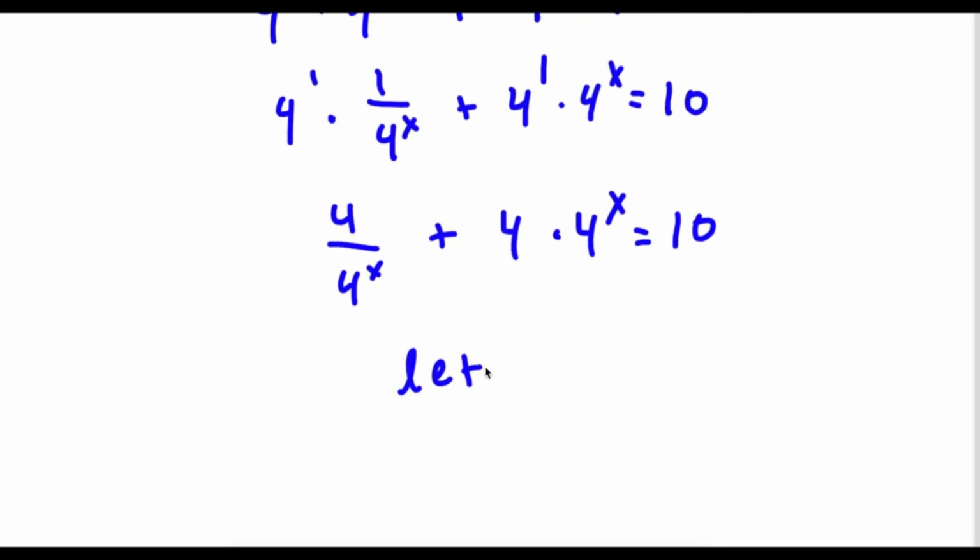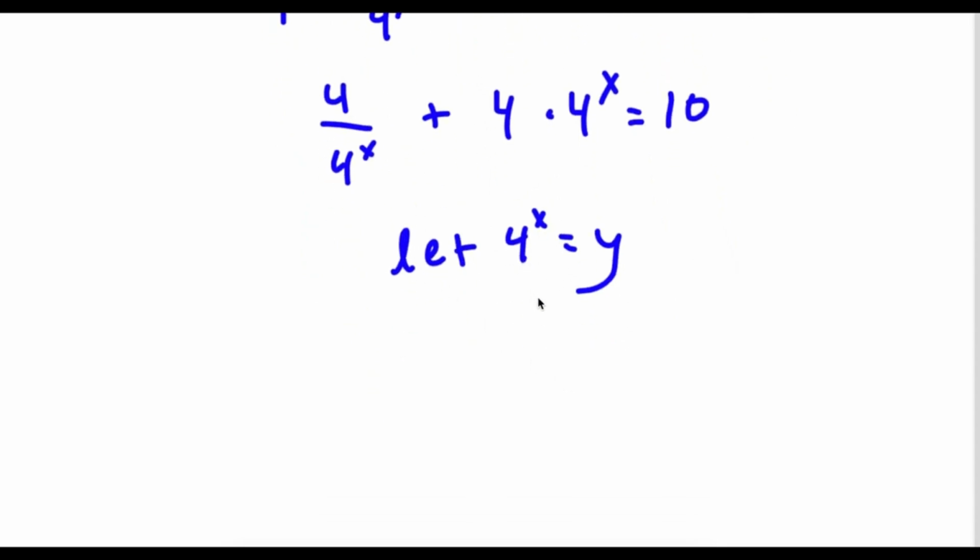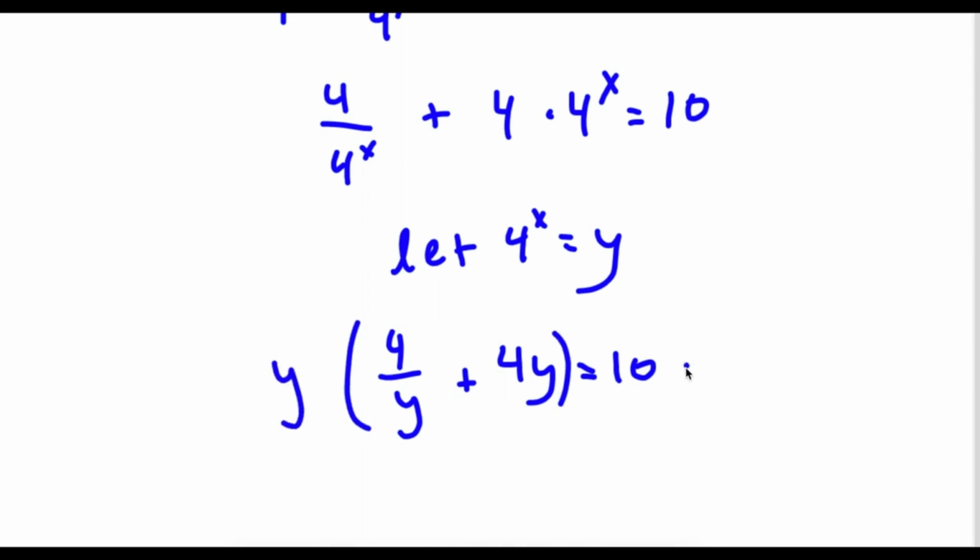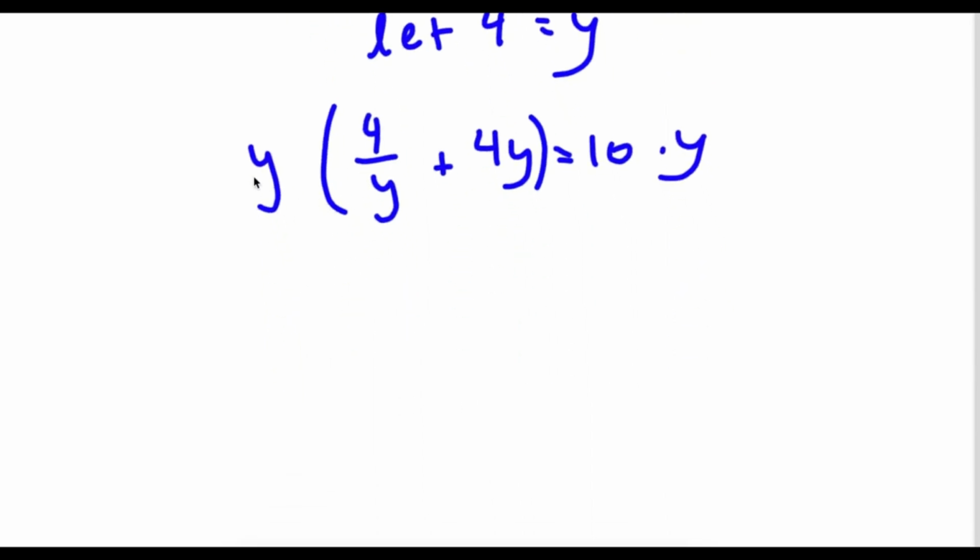Now I'm going to let 4 to the power of x equal the variable y. So now if I replace 4 to the power of x with y, I get 4 over y plus 4y is equal to 10. Now, if I multiply both sides by y, these two cancel out, so I'll be left with 4 plus 4 times 4y times y, which is 4y squared, is equal to 10 times y, which is 10y.